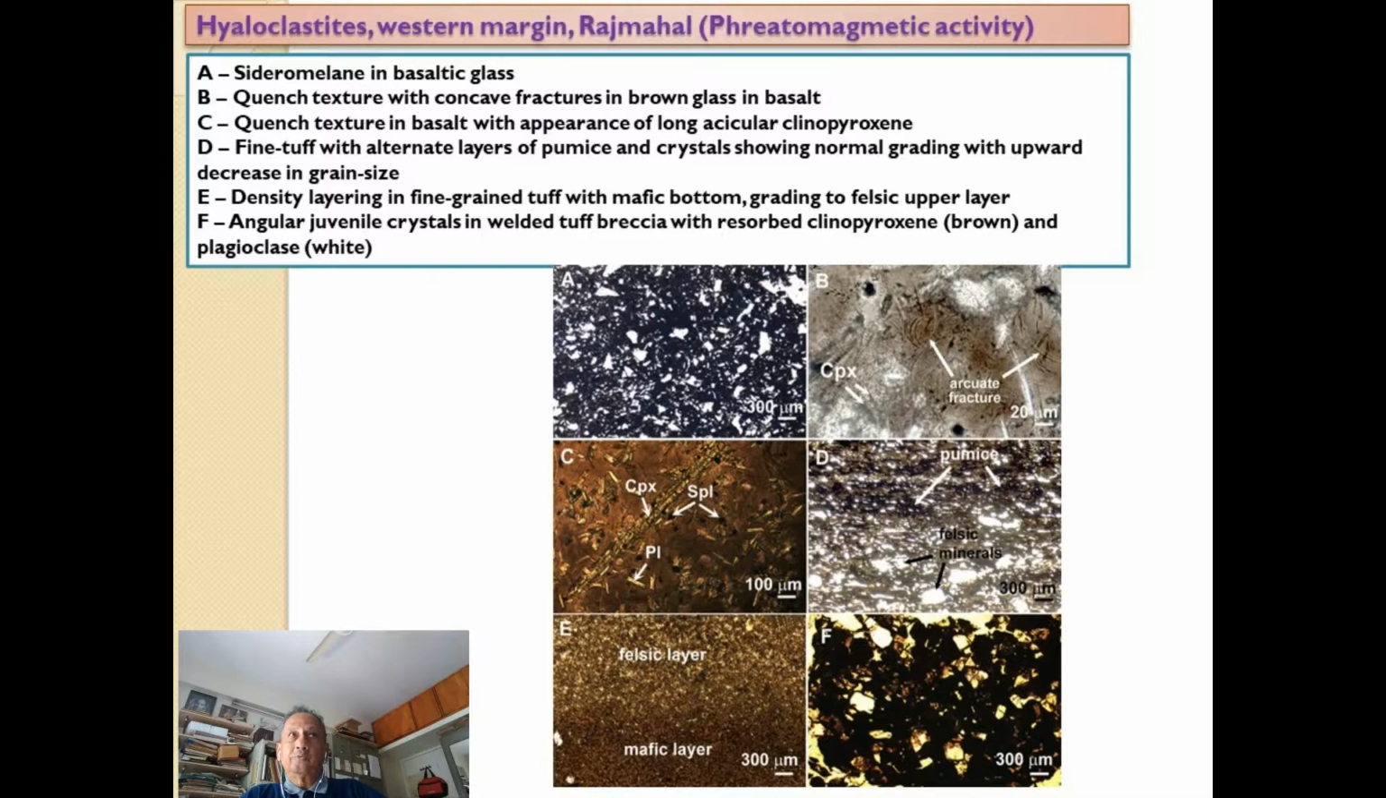In the earlier two slides, I have shown you some of the variation in the rock types that we encountered in the Rajmahal basalt, and the pyroclastic rocks from the eastern region. And in this slide, I have shown the photomicrographs of hyaloclastites.